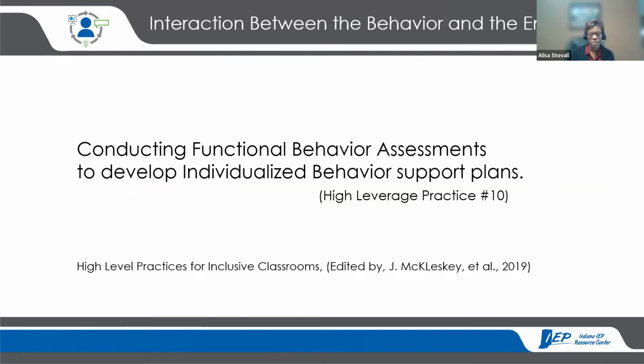Conducting a functional behavior assessment is one of the expectations of individuals that work with students with special needs and special educators. It's one of the high level practices. And the McCleskey document here that is referenced is an excellent book full of strategies and the process of developing those support plans. It's just something that you might want to add to your professional library.